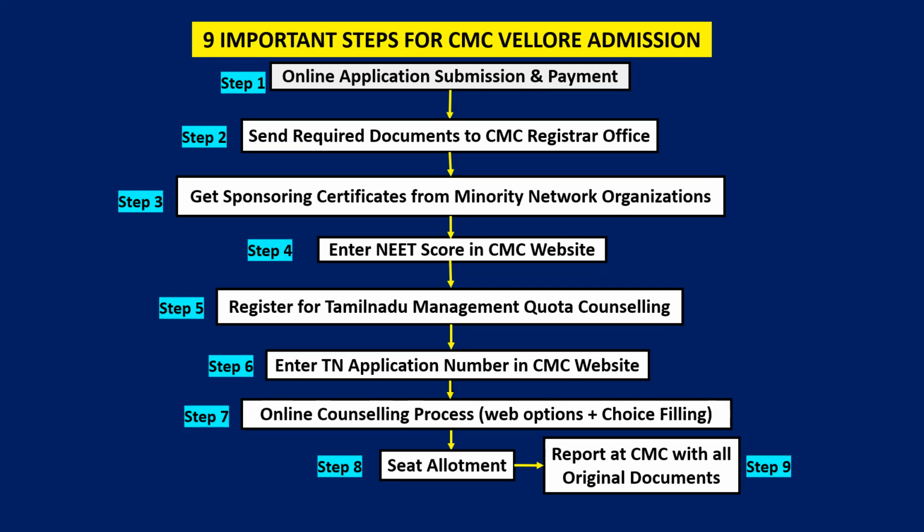Step 3. Get sponsoring certificates from minority network organizations. Here, only the students who are sponsored by their minority network organizations have to get the sponsoring certificates from the diocese of their churches. Next, step 4. After NEET results are announced, you have to enter your NEET score in the CMC website.